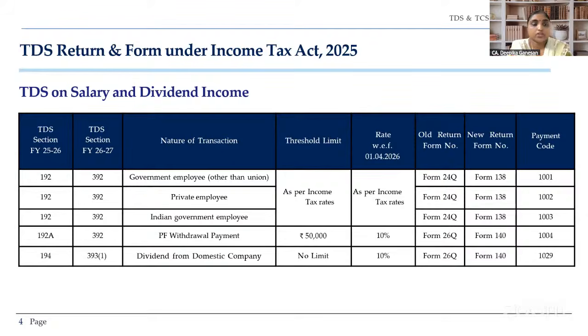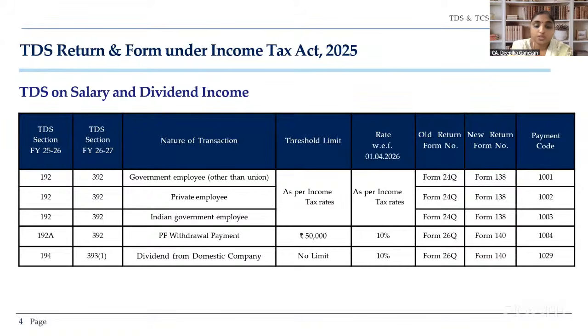So 194 section for this dividend from domestic company. Now that is replaced with 393 subsection 1. So there is no limit. That is, the limit is no limit, and the rate is 10%. And earlier form was form 26Q, which is replaced with 140.